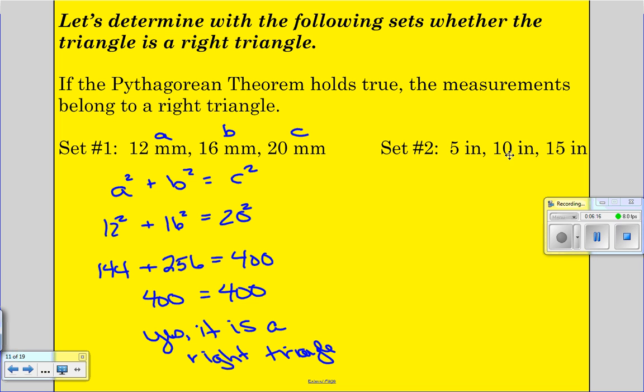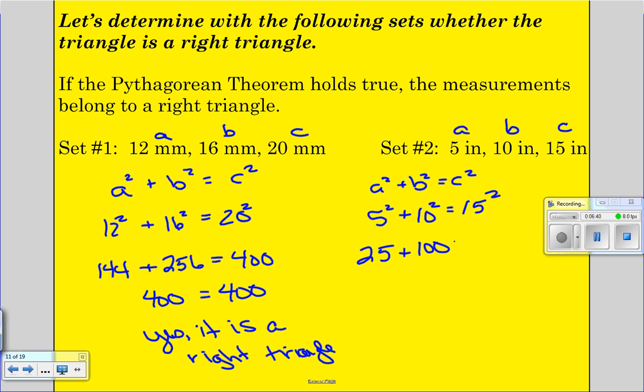Okay, let's take a look at set 2. A is short, B is middle, C is long. A squared plus B squared equals C squared. So A, this would be 5 squared. B will be 10 squared. C is 15 squared. So 5 squared is 25, that's 5 times 5. 10 squared is 100. And 15 squared is 225.